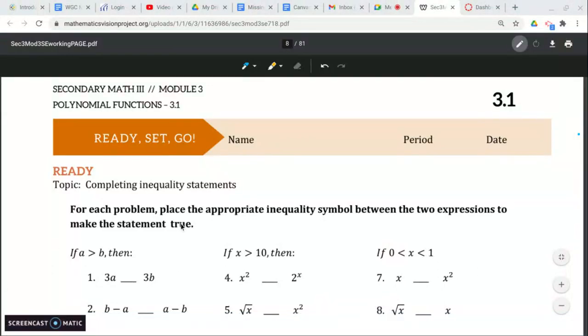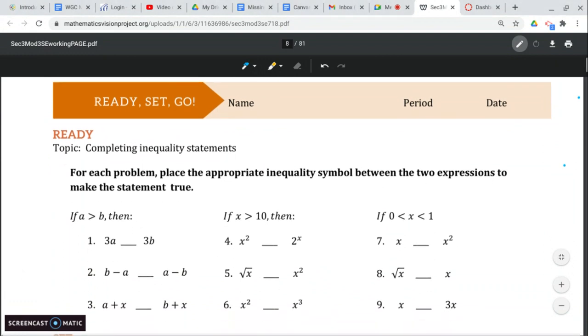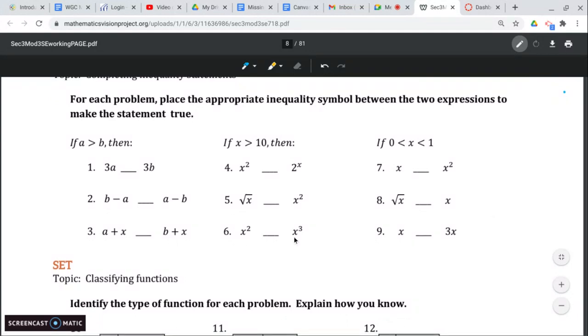So for this first part here, we're completing the inequality statements. For each problem, place the appropriate inequality symbol between the two expressions to make the statement true. So if A is greater than B, then 3 times A is what to 3 times B? If we're multiplying both sides by 3, is the inequality going to change at all? No. So we'll still have greater than.